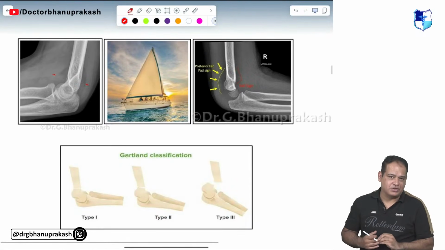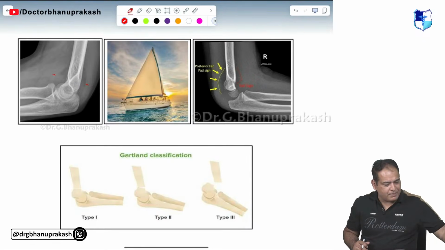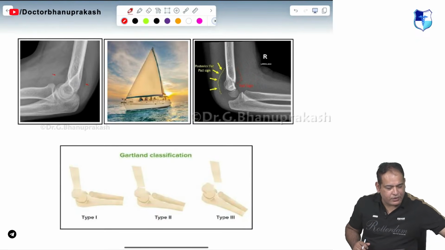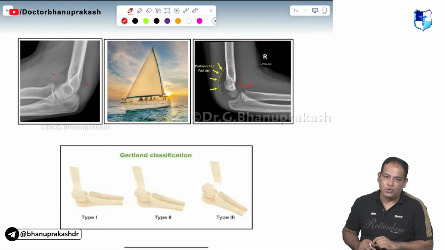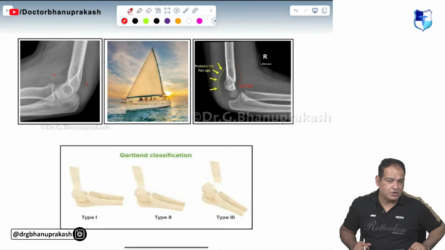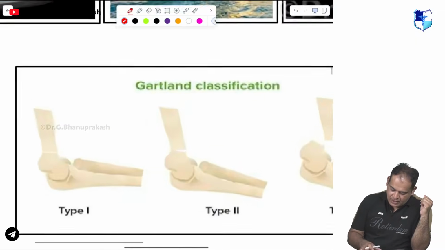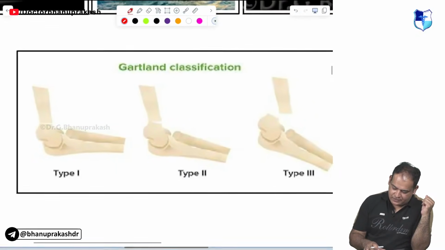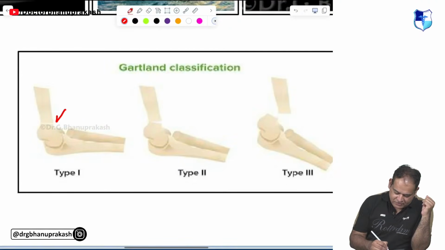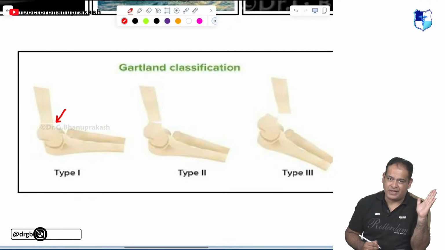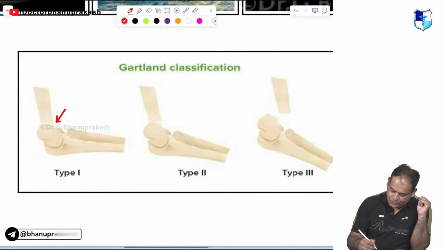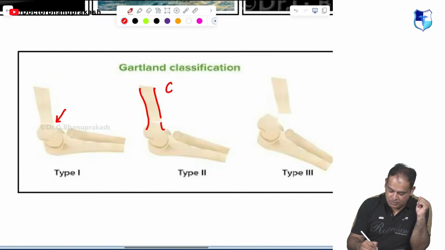Gartland classification. When I appeared for the NEET PG examination in the year 2024, they asked a question about Gartland classification. Now see, Gartland classification here. You see undisplaced, incomplete fracture, type 1. Type 2, here you see like this. And here the cortex is broken.